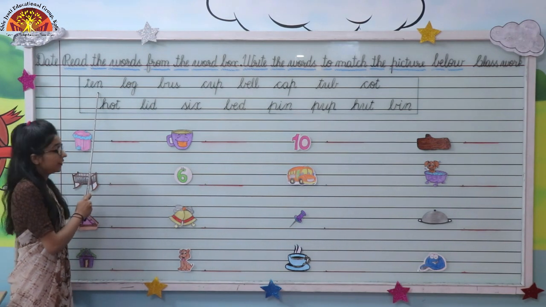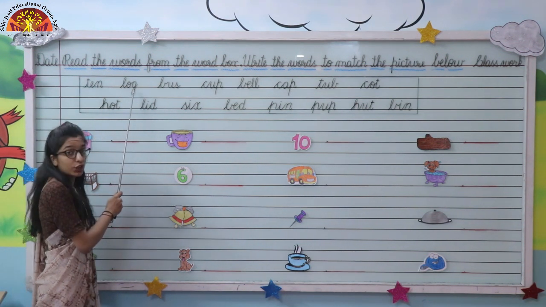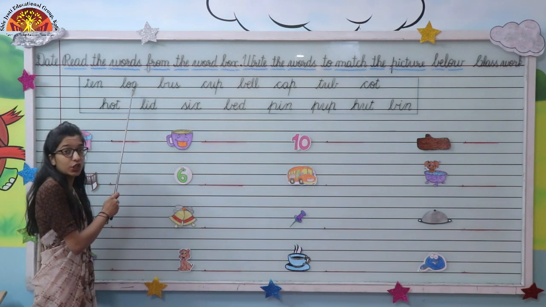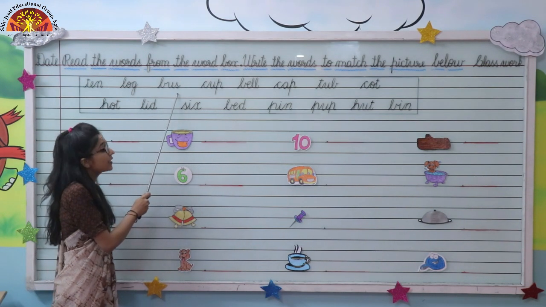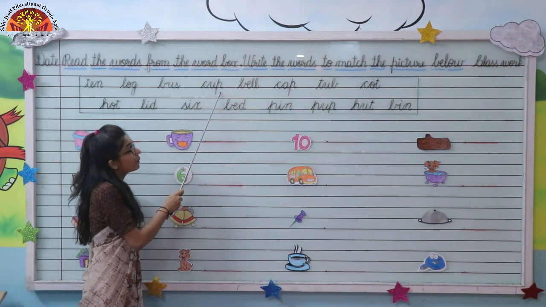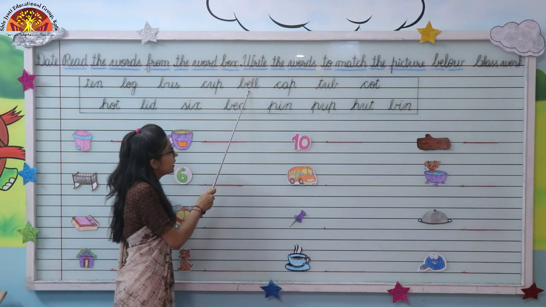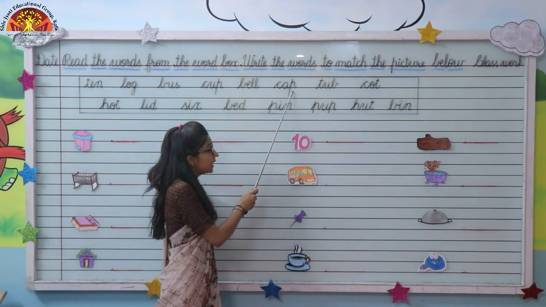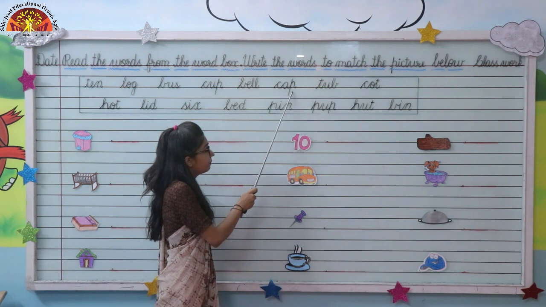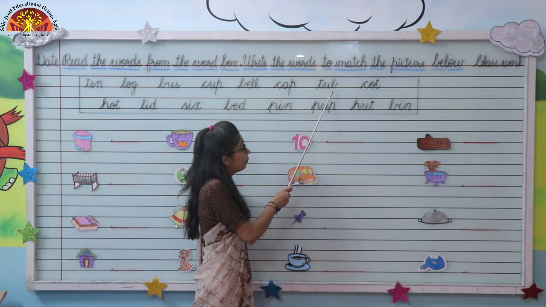T-E-N, 10. L-O-G, log. B-U-S, bus. C-U-P, cup. B-E-L-L, bell. C-A-P, cap. T-U-B, tub.